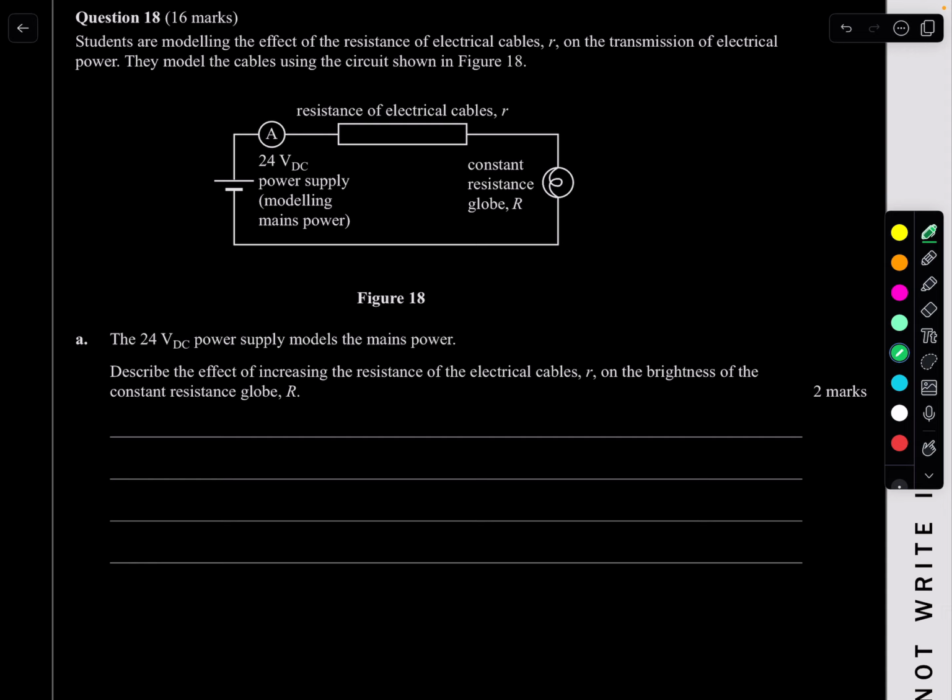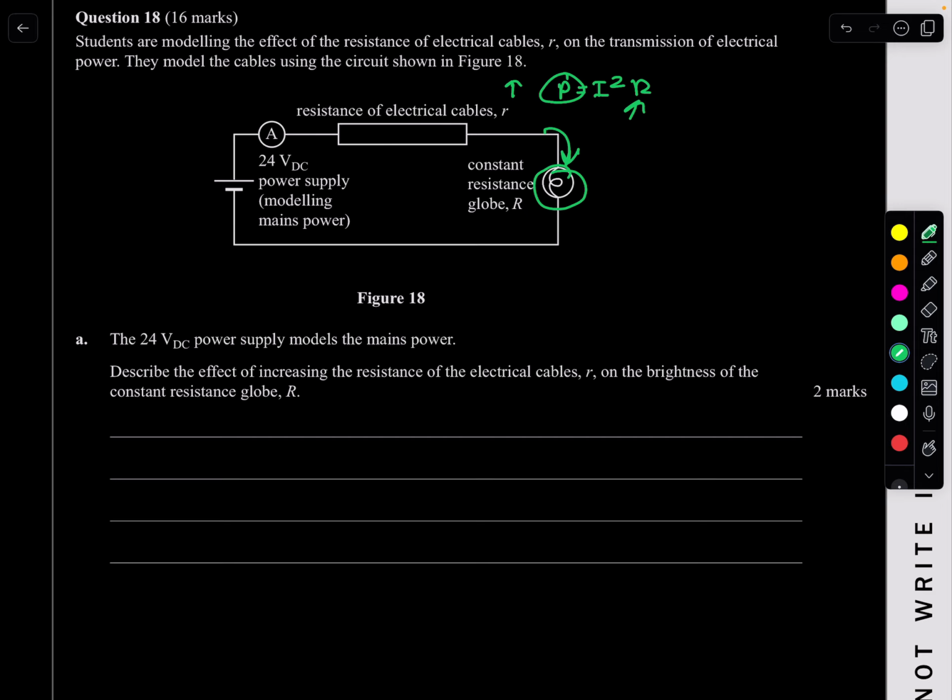Describe the effect of increasing the resistance of the electrical cable, so R, on the brightness of the constant resistance globe R, the big R. If you increase this resistance, this is a big problem. It's a no-no because there will be much power loss in these electrical cables. Remember, power loss is I squared R. So there will be higher power loss in these cables, and so less energy delivered to that globe. If there's less power, the brightness is going to be dimmer and lower. So that's not a good way to do that.